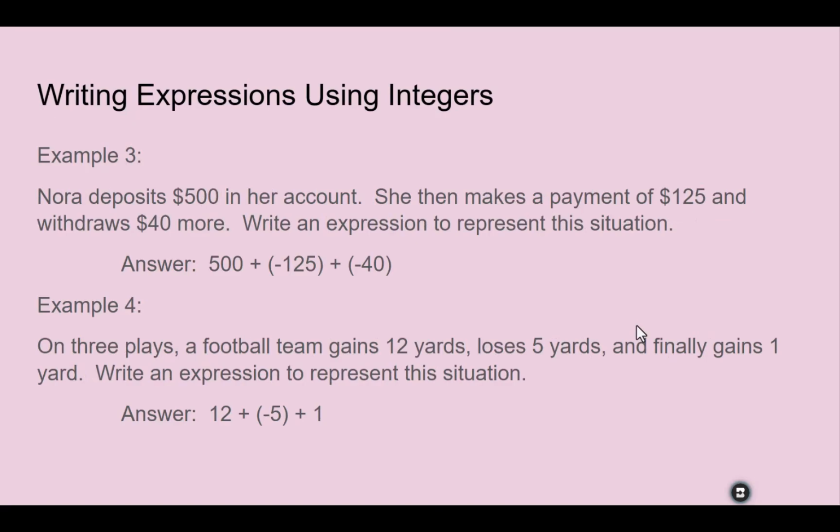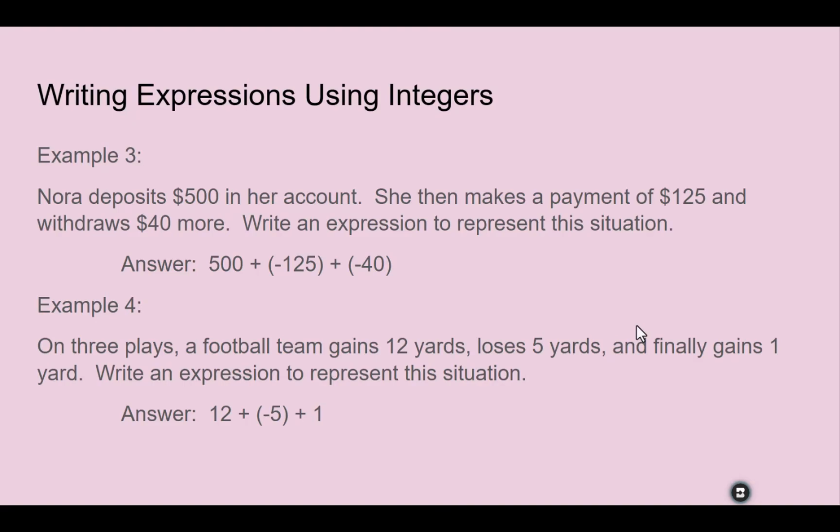Example 3. Nora deposits $500 in her account. She then makes a payment of $125 and withdraws $40 more. Write an expression to represent this situation. So depositing money is a positive value. So we have $500 plus negative $125. A payment means we're going to take money out of the account. A withdrawal also means we're taking money out, so we can represent that with a negative 40. So our final answer is 500 plus negative 125 plus negative 40.